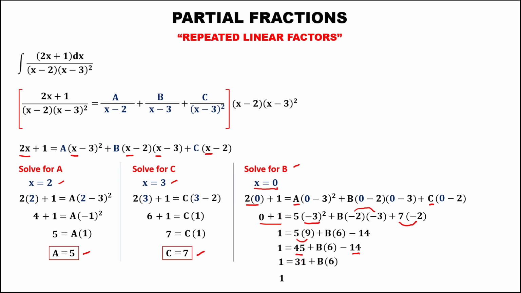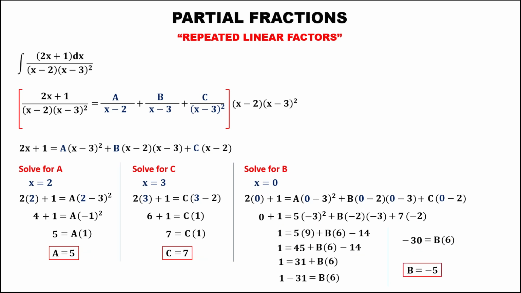Then transpose this 31 to the other side. So this becomes negative 31 equals b times 6. Then 1 minus 31 is negative 30 equals b times 6. Then to solve for b, we need to divide both sides by 6. So therefore, b is equal to negative 5.